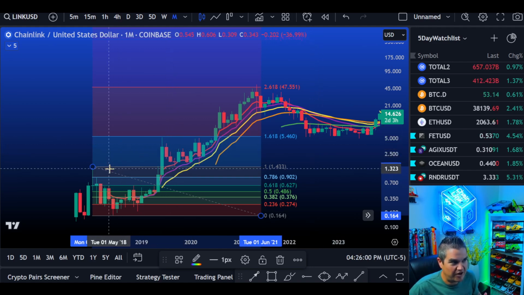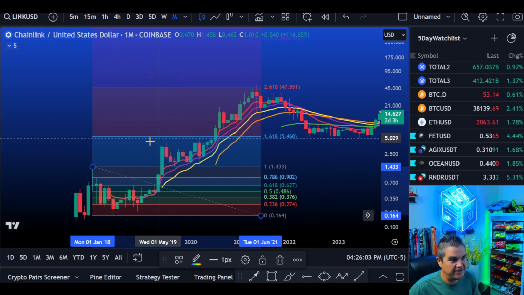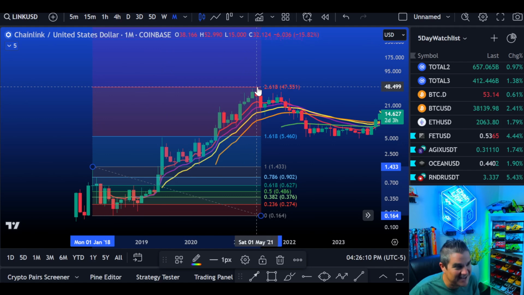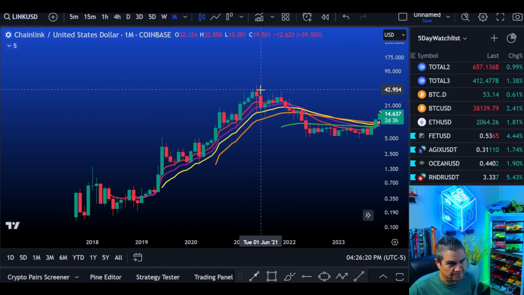But look how amazing this is, right? The 1618 from the swing high, swing low, about the local top, right? And previous resistance, breakout again. Where does it go? The 2618, almost exactly, right? These are very helpful. Now, okay, so keeping this as short and sweet as possible.